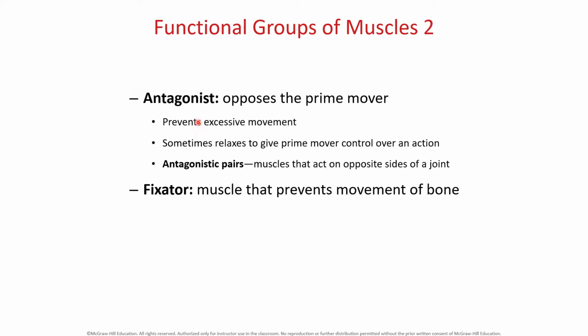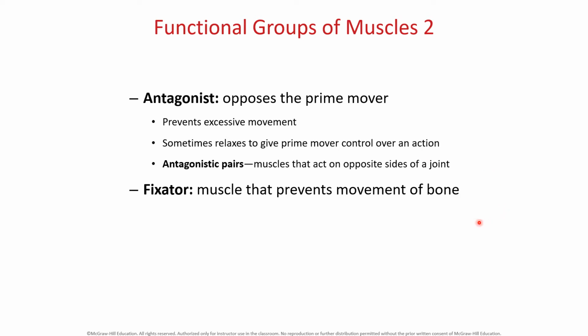Now we're going to talk about an antagonist. A prime mover is also known as an agonist. An antagonist is going to oppose the prime mover. If you're antagonizing me, you're going against me, you're annoying me or something like that. So this is going to go against that prime mover. It's going to prevent excessive movement, and sometimes relaxes to give the prime mover control over an action.